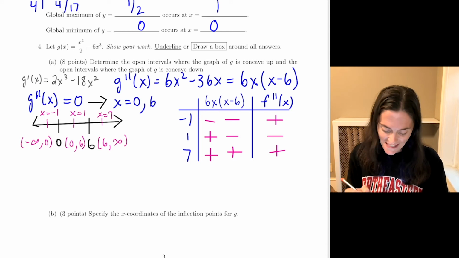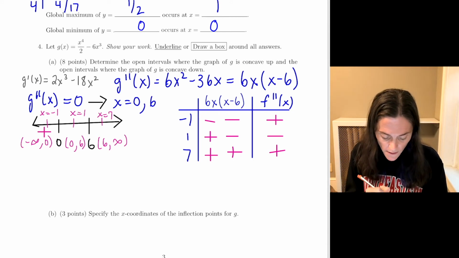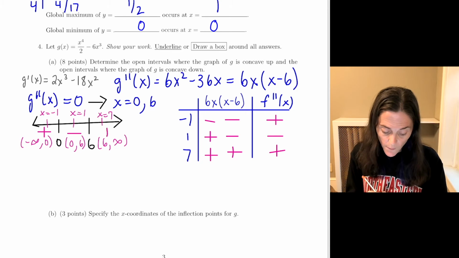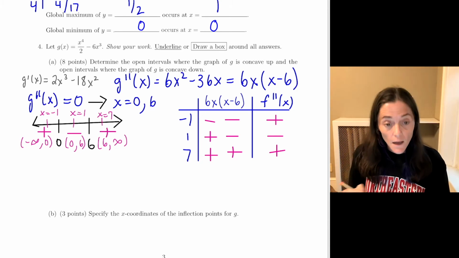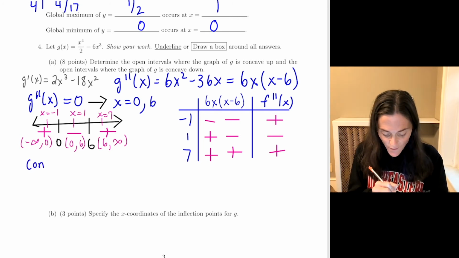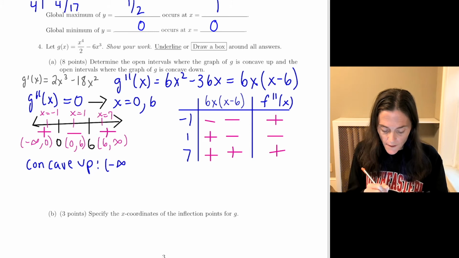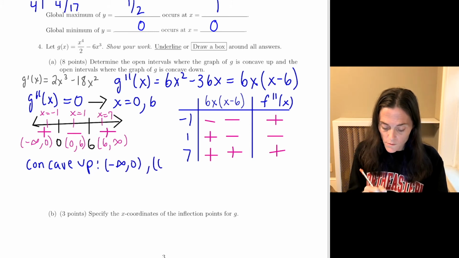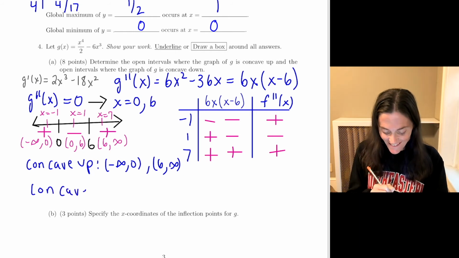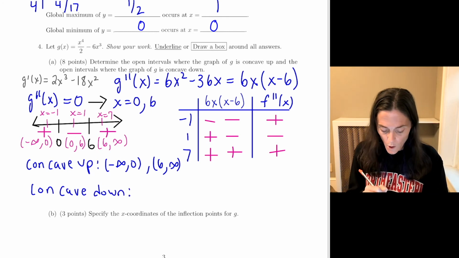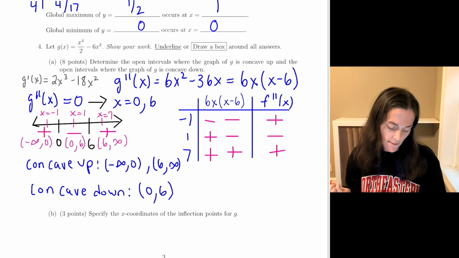So let's put these here. We have a plus, we have a minus, we have a plus. We're ready to make our conclusion here. Concave up everywhere we see a plus, which is minus infinity to 0 and also 6 to infinity. Concave down everywhere we see a minus, which is 0 to 6.